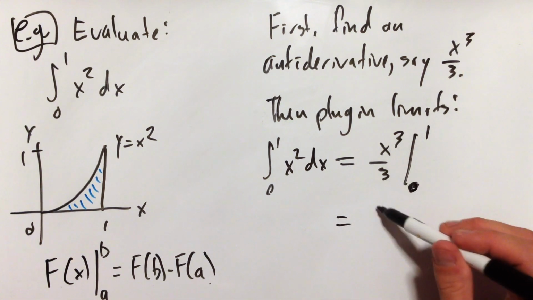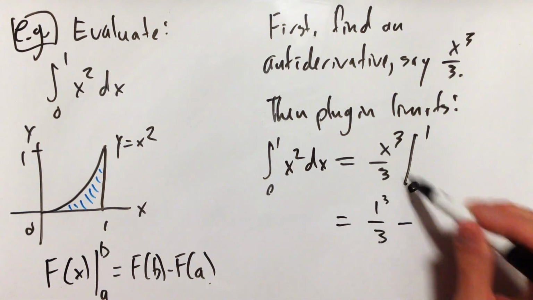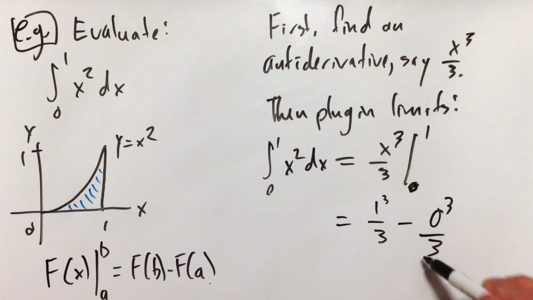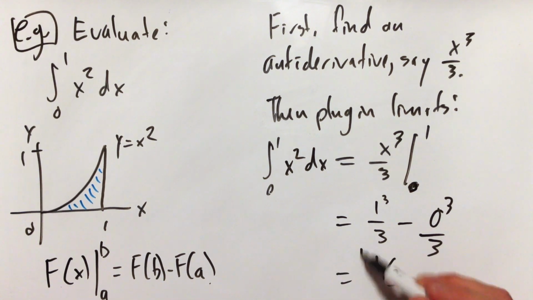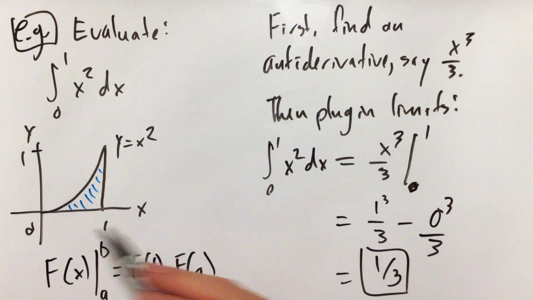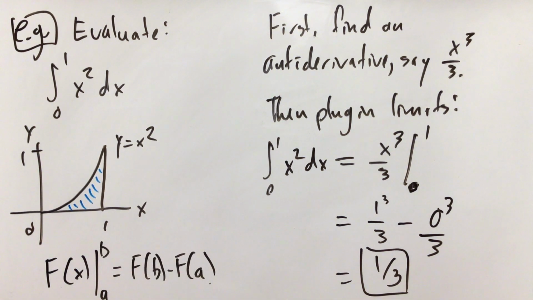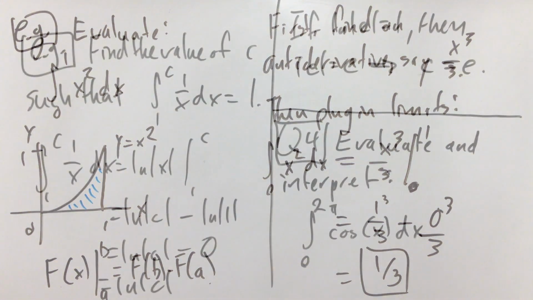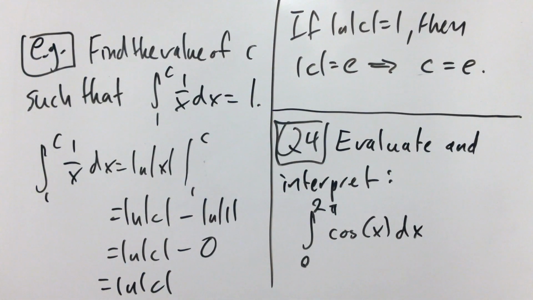Okay, so I plug in 1, I get 1 cubed over 3 minus 0 cubed over 3. That's 1/3, and that is precisely what we thought the area was as we let the number of subintervals go to infinity. But now we have a much cleaner way of doing it. In fact, this is pretty much the right way of doing it. Let's do one more example, and then one more question for you guys.